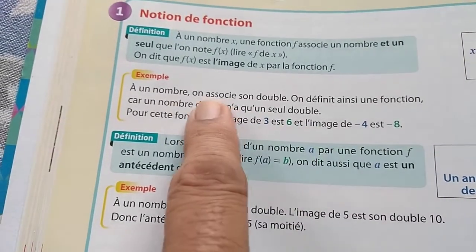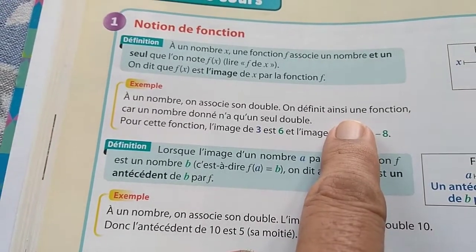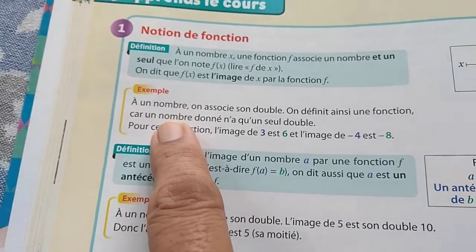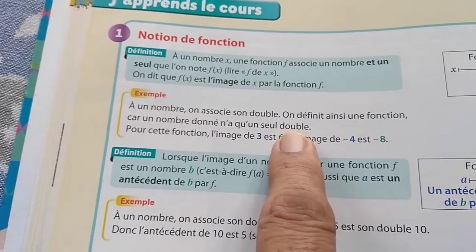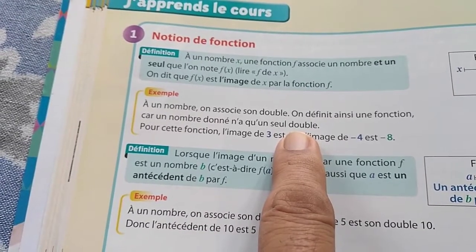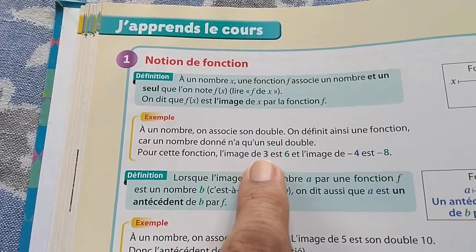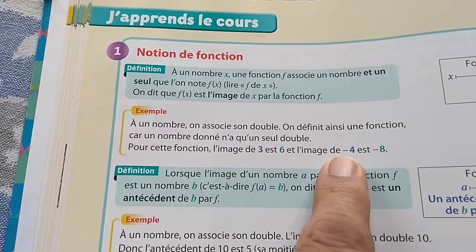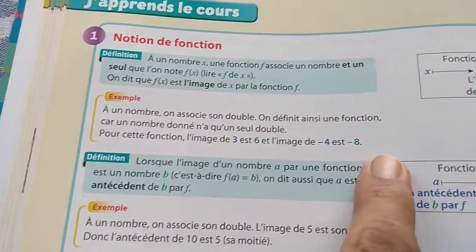So that means this association or this link between input and output is a function because each input can only have one output. Each input, when you double it, you only get one number. It isn't that if you double 3, you will get 6 as well as something else. So, pour cette fonction, l'image de 3 est 6 et l'image de moins 4 est moins 8. These are two examples given, 3 et moins 4.